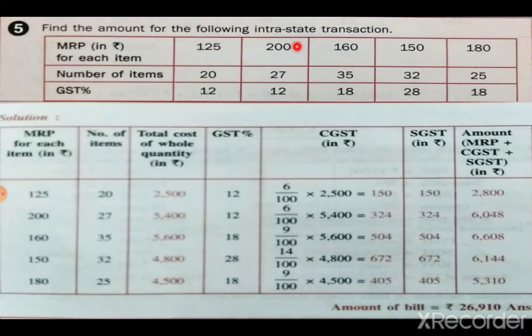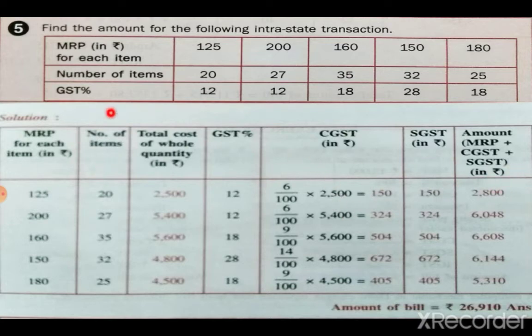Next sum. Find the amount for the following intra-state transaction. Here it is an intra-state, that means within the state transaction. Here MRP, number of item, GST. You will write MRP, number of item, but after that you will make the column for total cost of whole quantity. That means you will multiply MRP into number of items, so that will give you the total cost of whole quantity. Then you will write GST and then we will find this all.